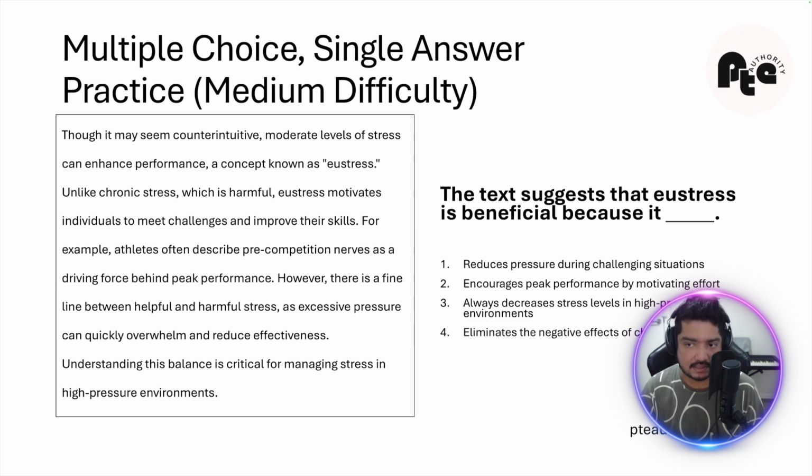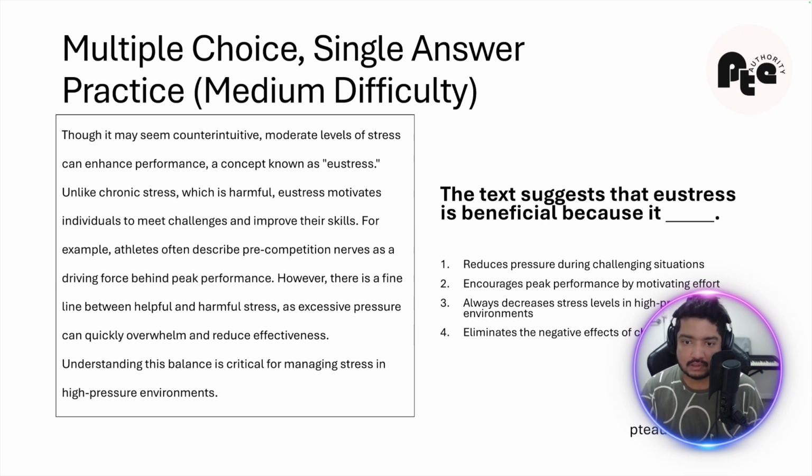So, as I understand, eustress is beneficial because, unlike chronic stress, this motivates individuals to meet challenges and improve their skills. It helps them to reach their peak performance. And yeah, that is the answer that I formed in my head. Now let's go through the options and find out which one closely aligns with the answer in my head.